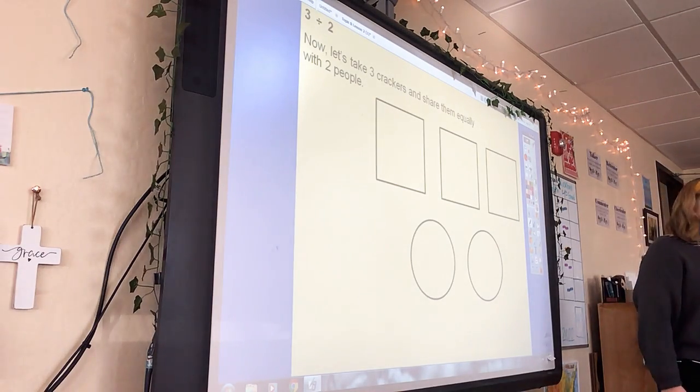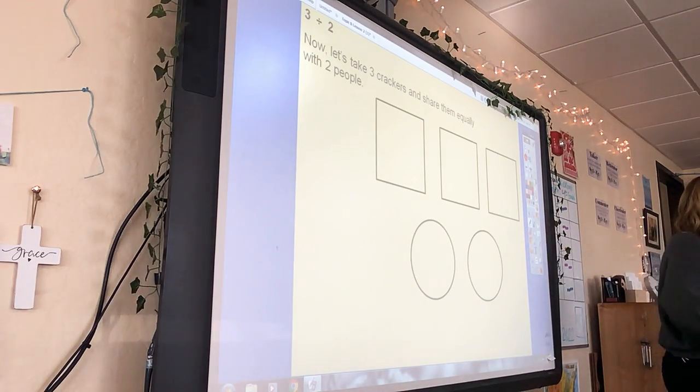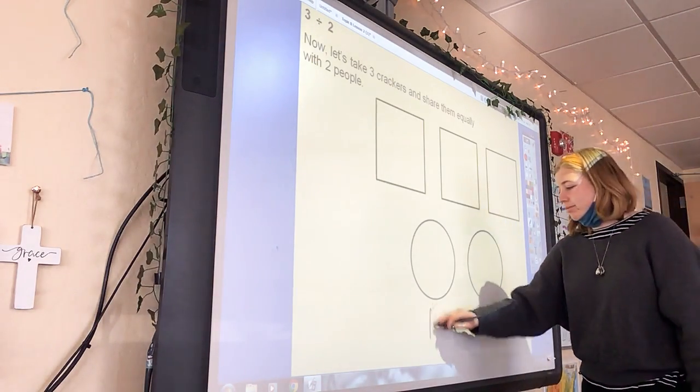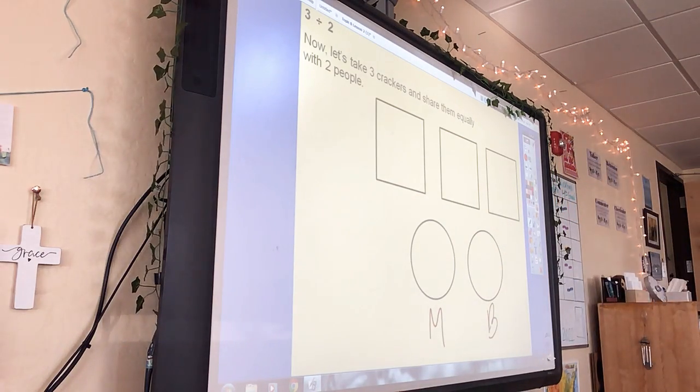Now you're going to take another 10 seconds, talk to your elbow partner about how you would divide these crackers among those 2 people. Ready? Go. You can just split them in half, and then divide them out. You just have to cut them in half.